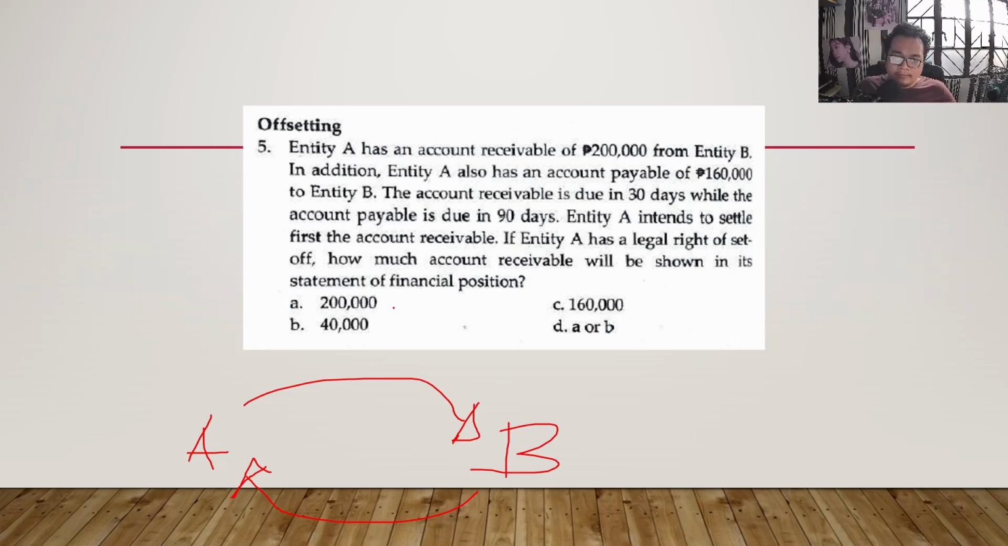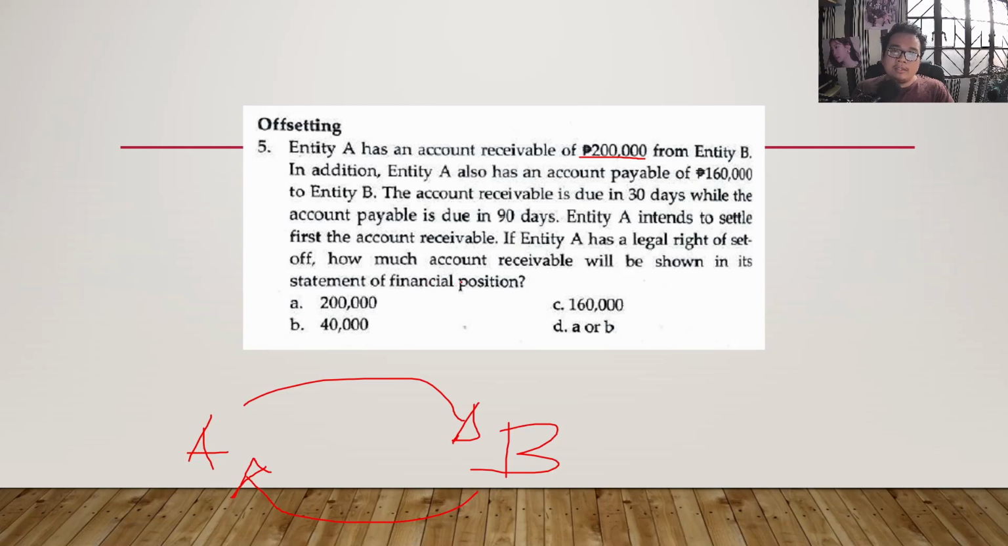Basahin natin. The accounts receivable is due in 30 days, while the accounts payable is due in 90 days. Entity A intends to settle first the accounts receivable. If entity A has a legal right of offset, how much accounts receivable will be shown in its statement of financial position? So ano magiging answer diyan? Kasi 200,000 yung accounts receivable niya. So ang tanong, how much accounts receivable will be shown in its statement of financial position?